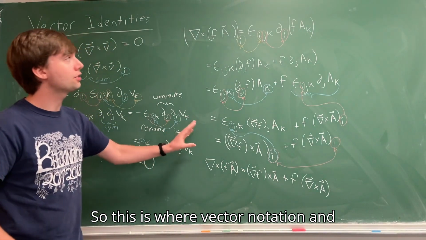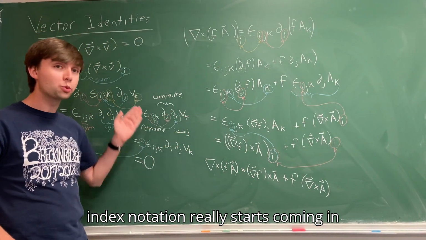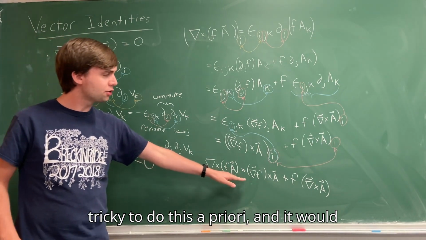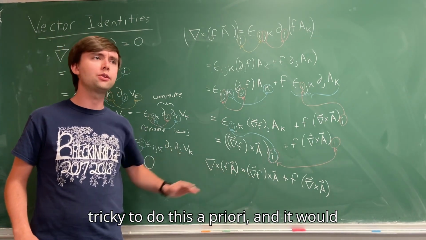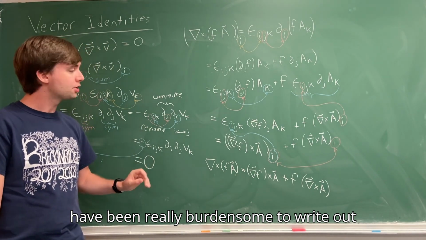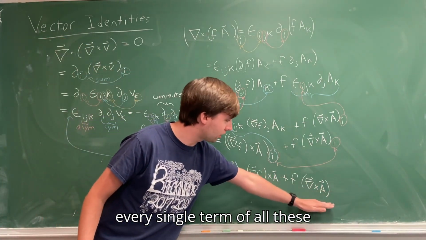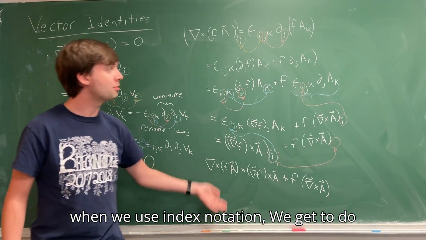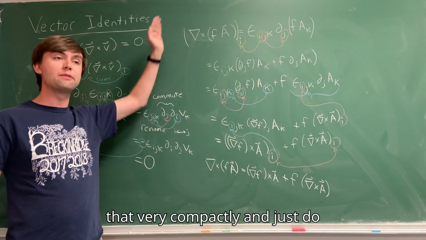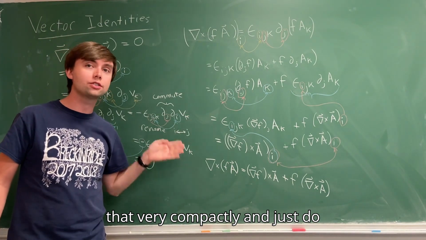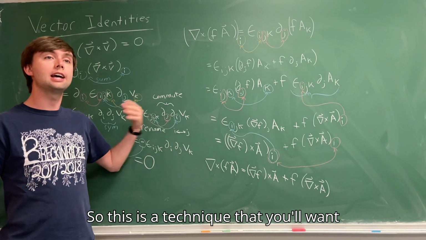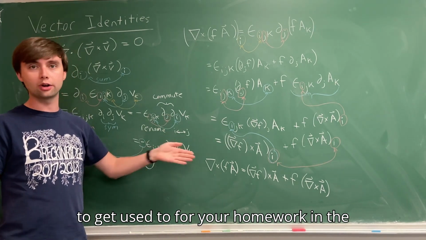So this is where vector notation and index notation really starts coming in handy. It would have been a little tricky to do this a priori, and it would have been really burdensome to write out every single term of all these identities and show them to cancel. But when we use index notation, we get to do that very compactly and just do that in a couple of lines. So this is a technique that you'll want to get used to for your homework in the first year.